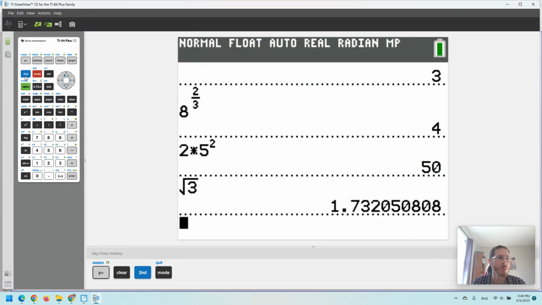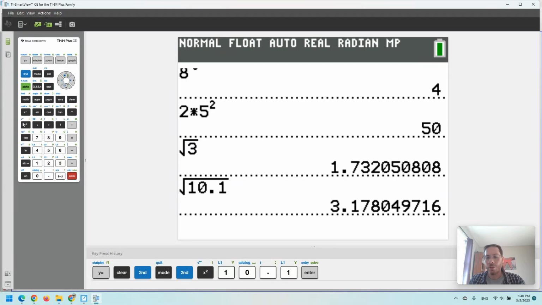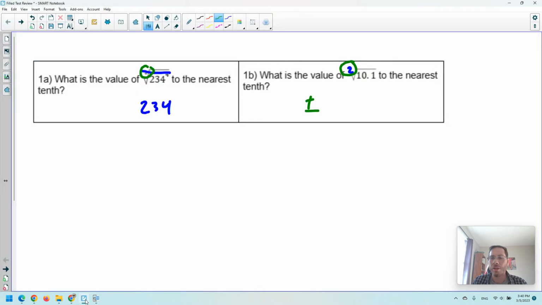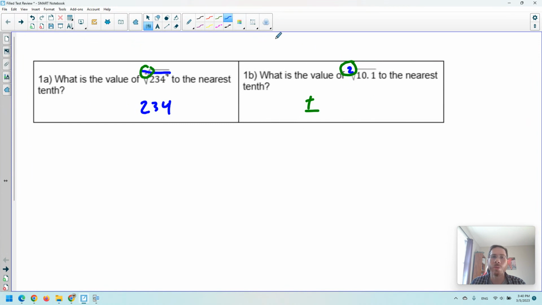So we can do square root of 10.1. And we get 3.178. Let me make sure I type that in right. It is 10.1. So 3.178, but it says the nearest tenth. Tenth means one decimal place. So let's take that to one decimal place, which would be 3.2. So we put in 3.2.